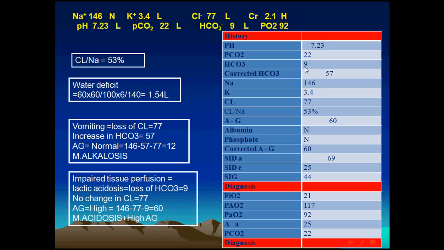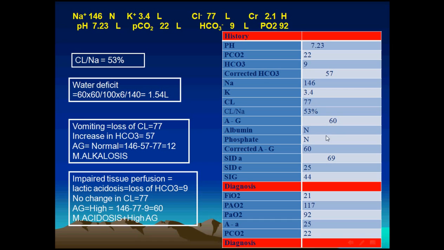This should be expected. But here, what about the bicarbonate? The bicarbonate is 9. When the patient started to vomit, he developed metabolic alkalosis. But after that, he developed hypotension and this alkalosis became acidotic. There's loss of bicarbonate. Here comes the corrected bicarbonate, or the previous state of bicarbonate. This means the bicarbonate plus the anion gap. This is the anion gap, which is high. It is the sodium minus chloride minus bicarbonate. This is a high anion gap metabolic acidosis.